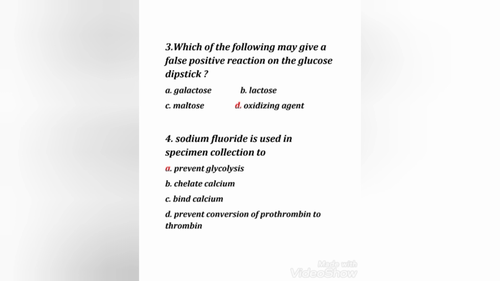Sodium fluoride is used in specimen collection to prevent glycolysis, chelate calcium, bind calcium, prevent conversion of prothrombin to thrombin. And the right answer is option A, prevent glycolysis. Sodium fluoride containing tubes were introduced into laboratory practice for blood glucose estimation. Sodium fluoride has been known to have an anti-glycolytic effect that inhibits glycolysis.